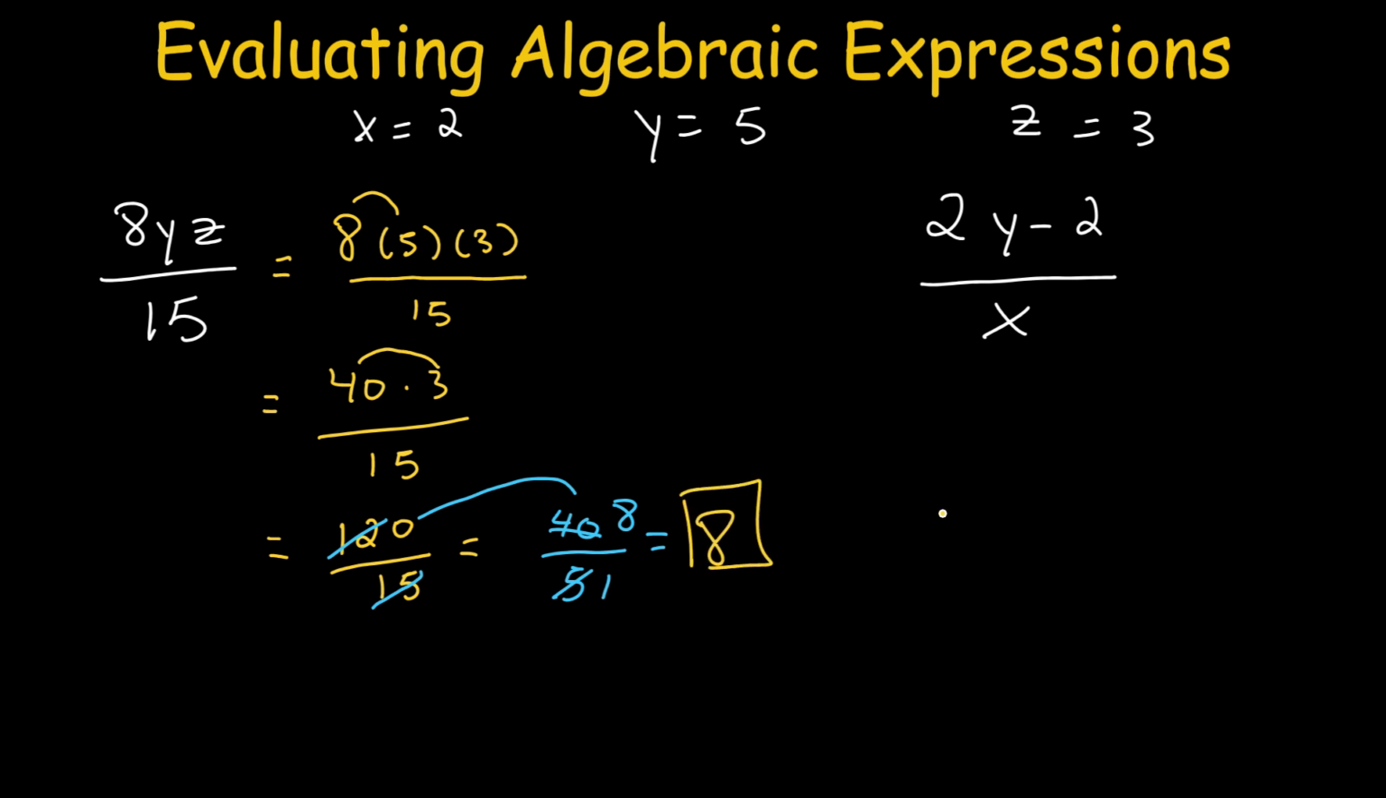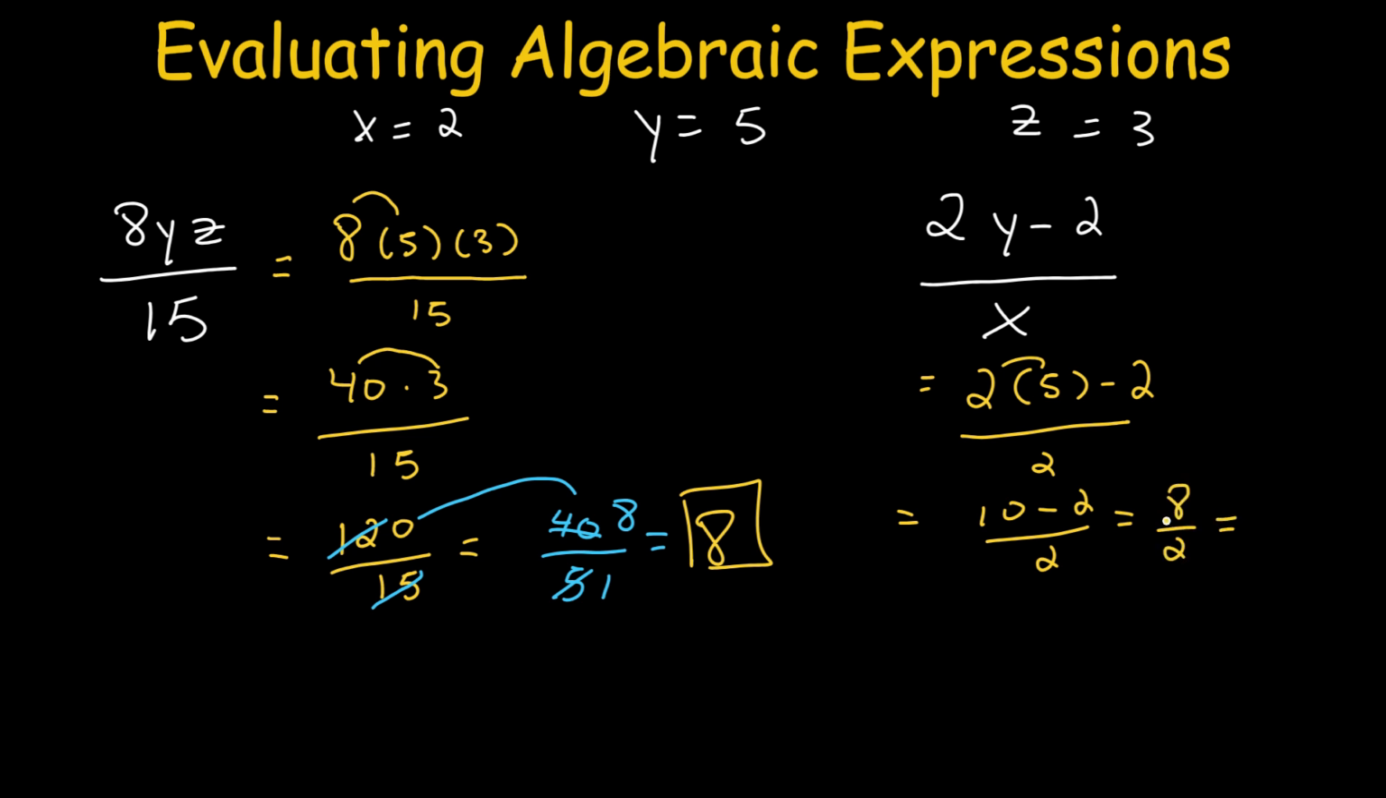Our final answer will be 8. This is our answer. Right, the next problem. Let's replace the letters with numbers and let's solve. So 2 times 5 is 10 minus 2 over 2. 10 minus 2. How many is 10 minus 2? That is 8 divided by 2, and 2 goes into 8 4 times. So our answer is 4.